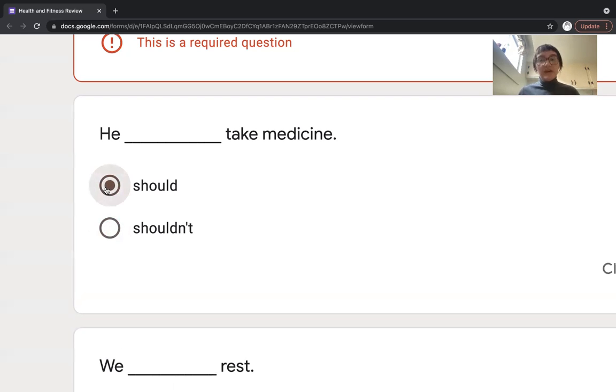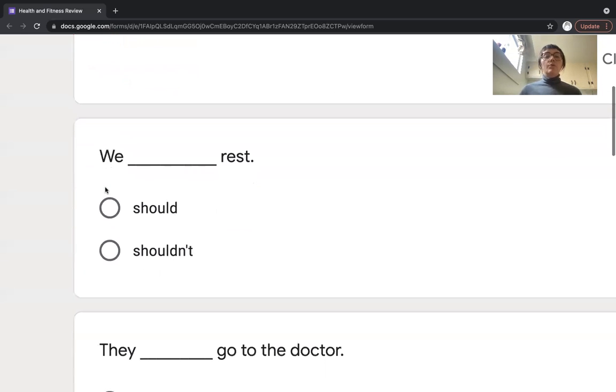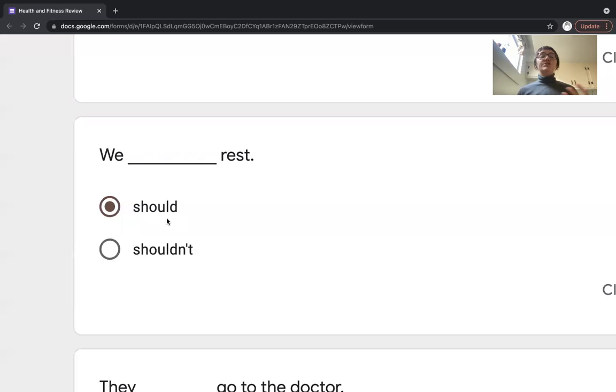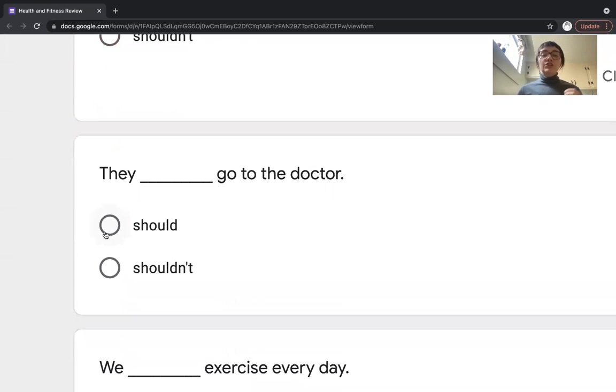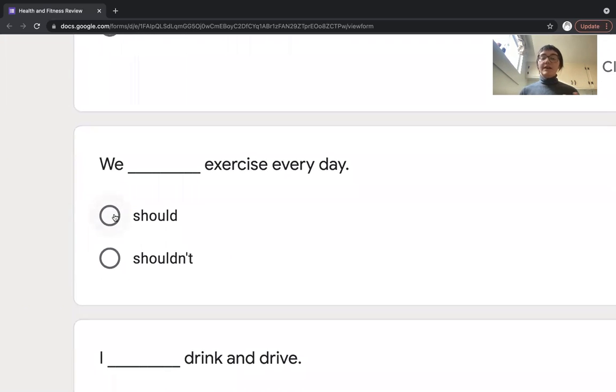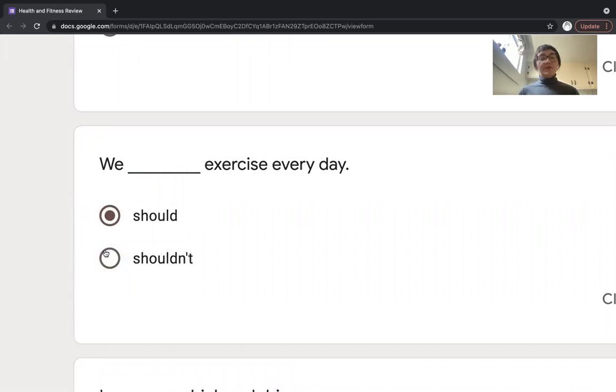We don't really say, oh, he shouldn't take medicine. It's he should take medicine, right? If he's sick. We should rest is what you would want to say, right? You would never say we shouldn't rest, okay? Rest is always good, right? So we should rest. They should go to the doctor, right? If you say, oh, they shouldn't go to the doctor, it's not good advice, right? They should go to the doctor. Again, should or shouldn't, both of them are correct, but it's what is the sentence trying to say?